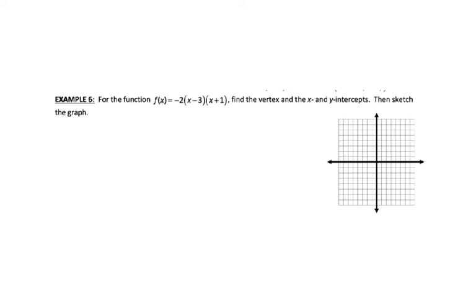So let's handle number 6. Again, since this is in x-intercept form, I'm just going to jump straight to it. We know the x-intercepts are when x equals 3 and x equals -1. So we know it's going to be (3, 0) and (-1, 0).